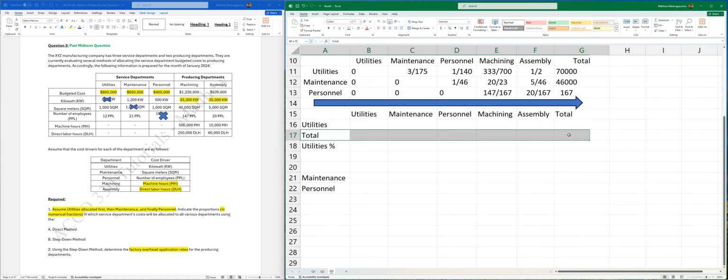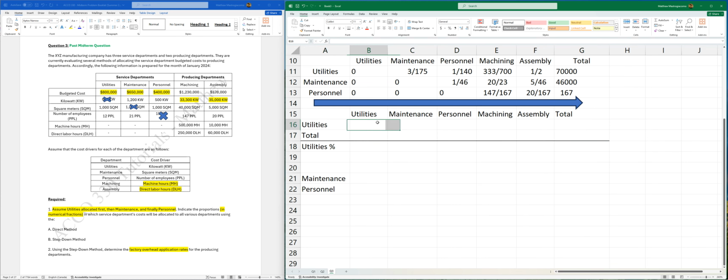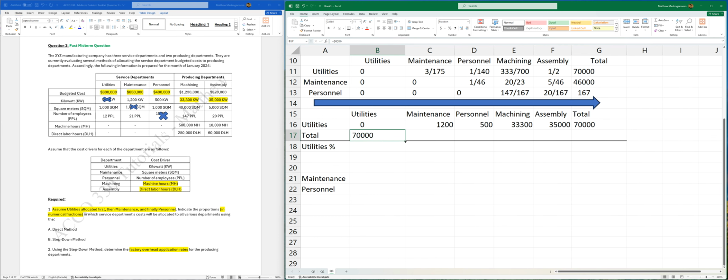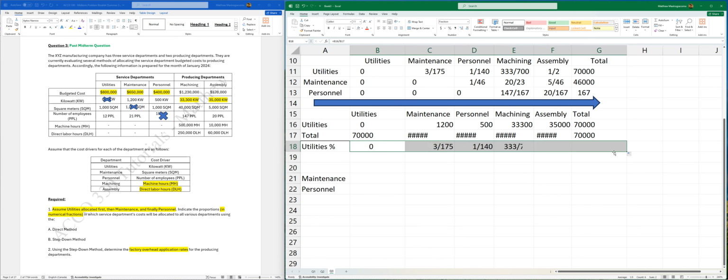Okay. So you go there and you would just go utilities, no self allocation, 0. Then you go 1,200, 500, 33,300, 35,000. Sum it all up. Then equals that, F4 to drag. That's actually kind of fast. I'm not going to lie. This is actually kind of fast. And then boom. Okay. There we go.